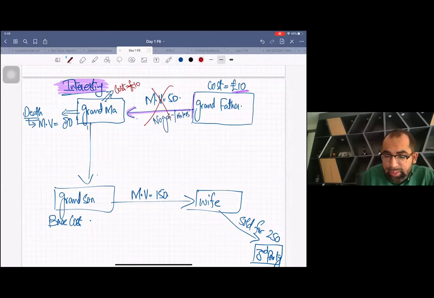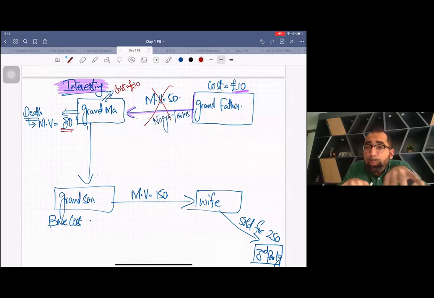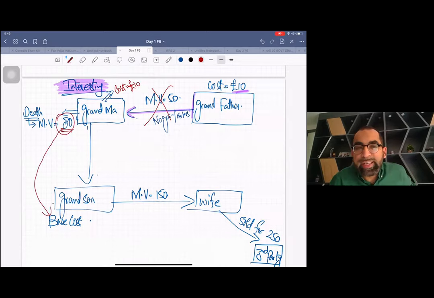At the time of grandma's death, the market value of this asset is 80. But when we opened grandma's will, it was written that this asset should be transferred to grandson. So at the time of death, this asset is transferred to grandson. Now use your brain. At the time of death, there is no CGT implication.